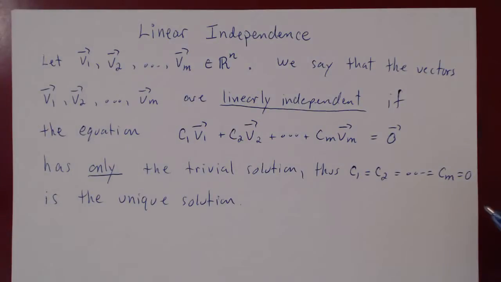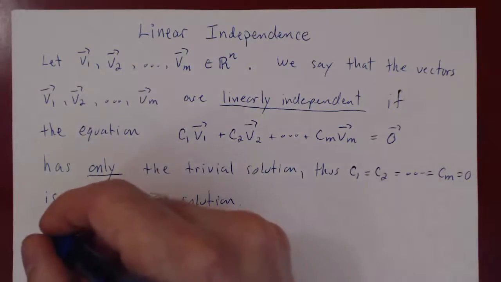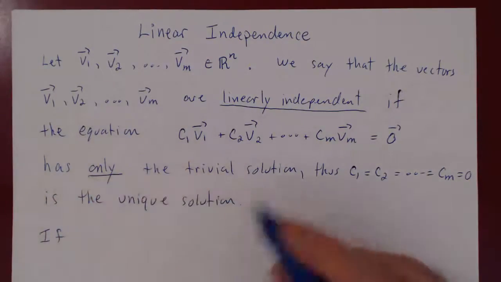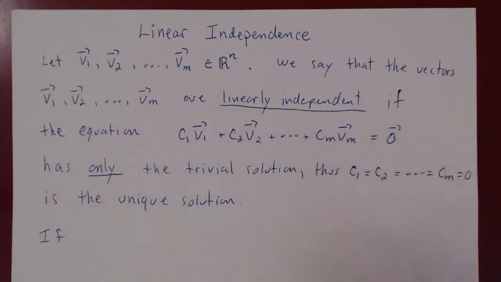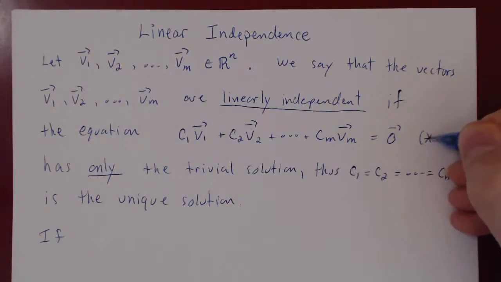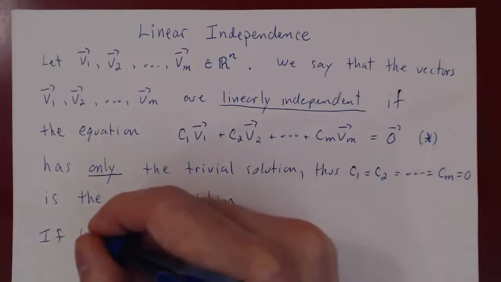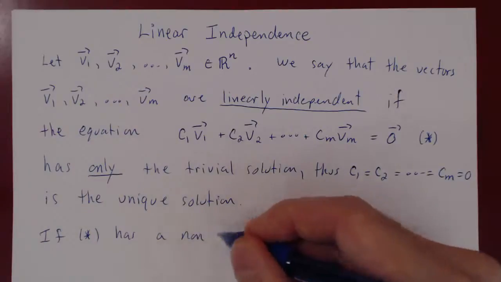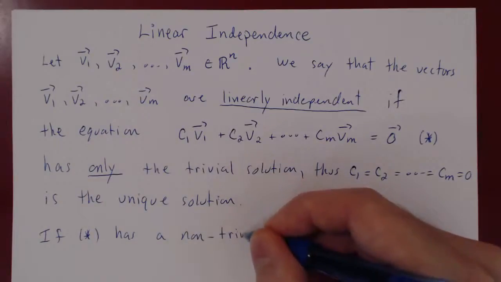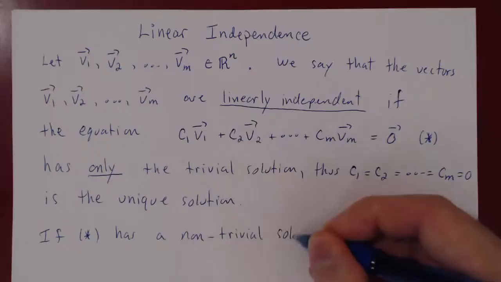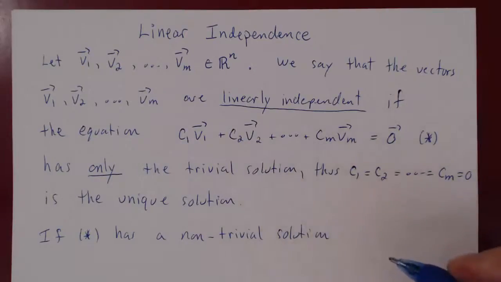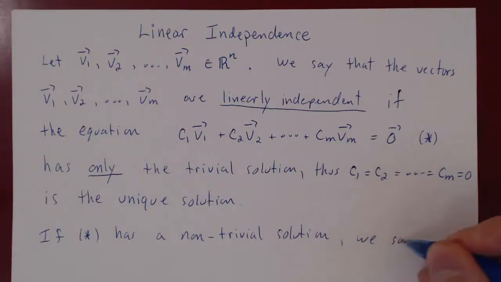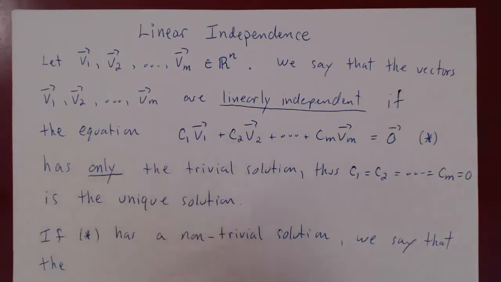Now, if we have a non-trivial solution, we say the vectors are linearly dependent. So if there is a non-trivial solution to this equation, so let's call this star. So if star has a non-trivial solution, we say that the vectors are linearly dependent.